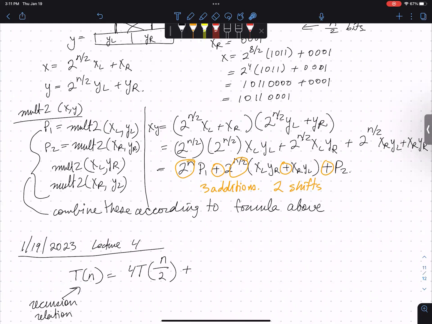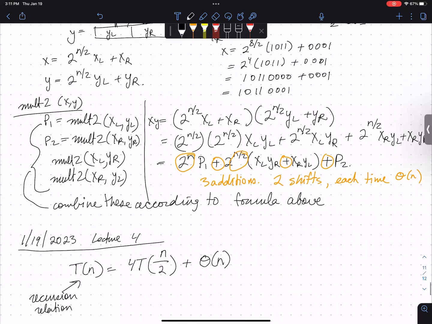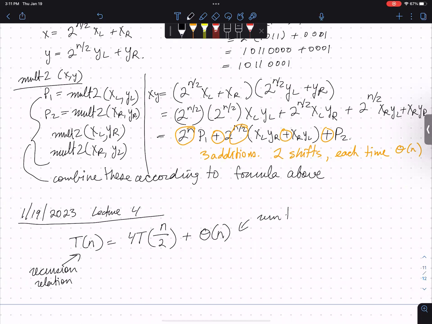Now, how long do these operations take? It's theta n, and that's what we covered earlier: addition of n-bit integers is theta n time. Same thing for a shift of n over 2 bits or n bits. This is theta n time. Thus, the total non-recursive work is theta n. This is the runtime of Mult2. Any questions?